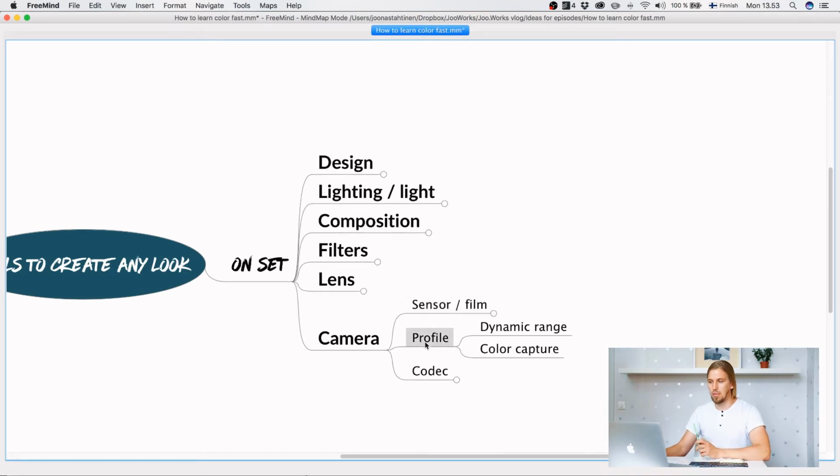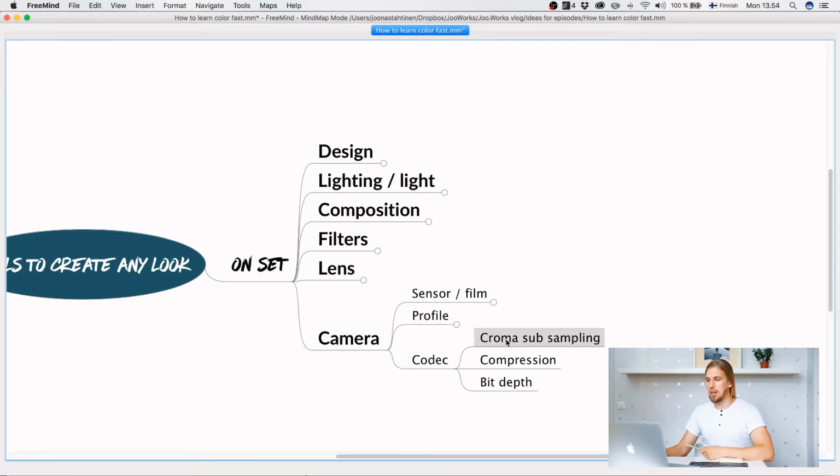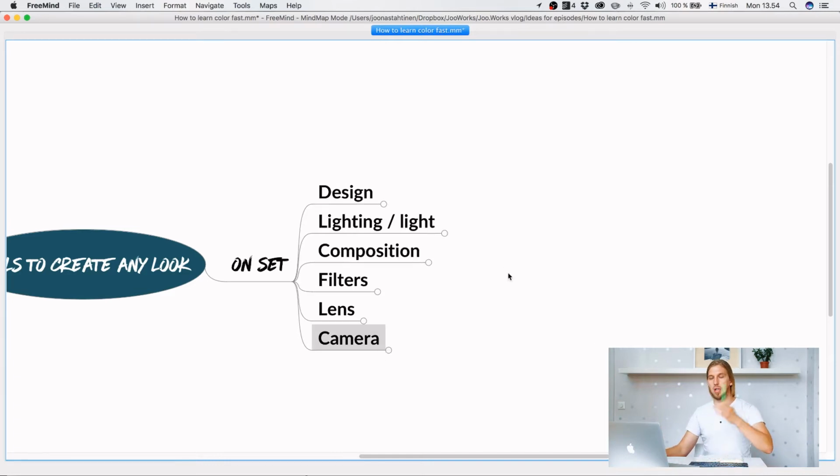Then the profile, and this is for digital cameras. And then the codec. And here chroma subsampling simply means how much resolution the color channel has. Compression means basically how many compression artifacts you have. And bit depth means how many individual shades of colors you have. Okay, so these are the elements, or the building blocks of the look.